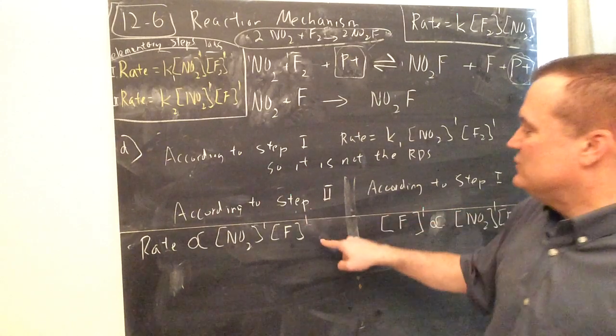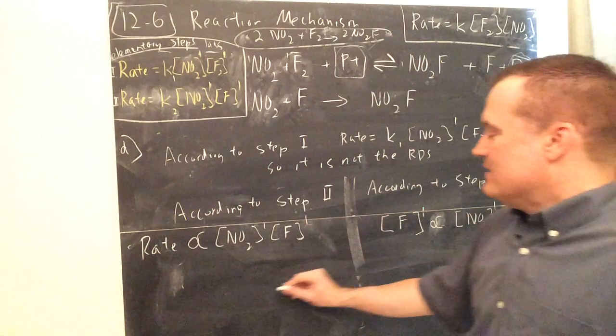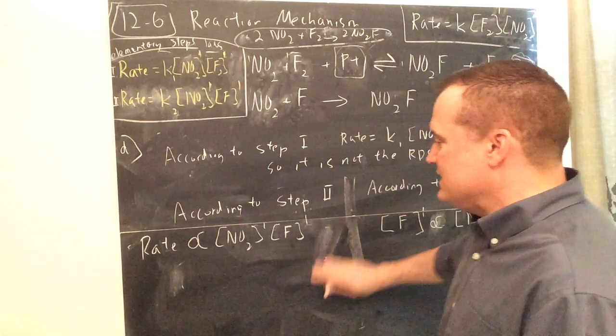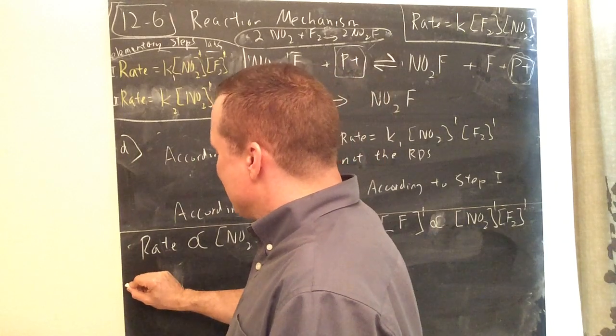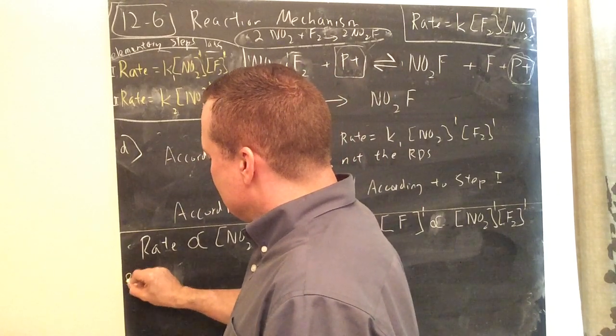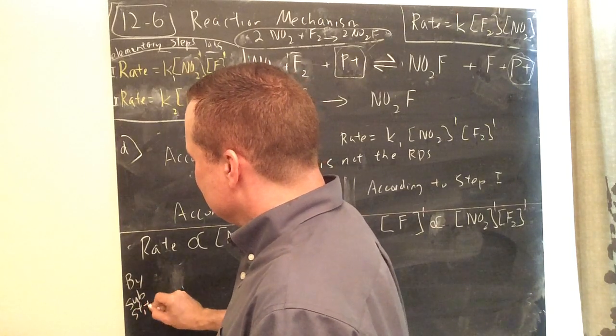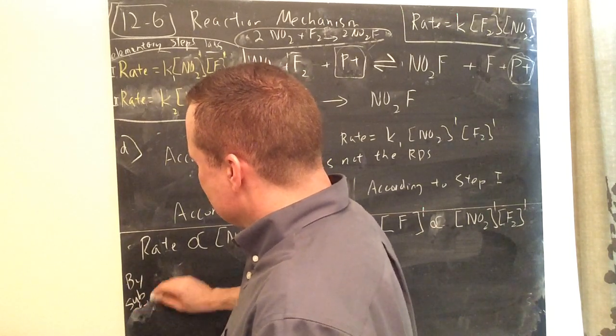All right, so according to step 2, we get this. According to step 1, that. All right, then now say by substitution, or I'll put it here. I don't have space to do this. By substituting, I'll just put it.